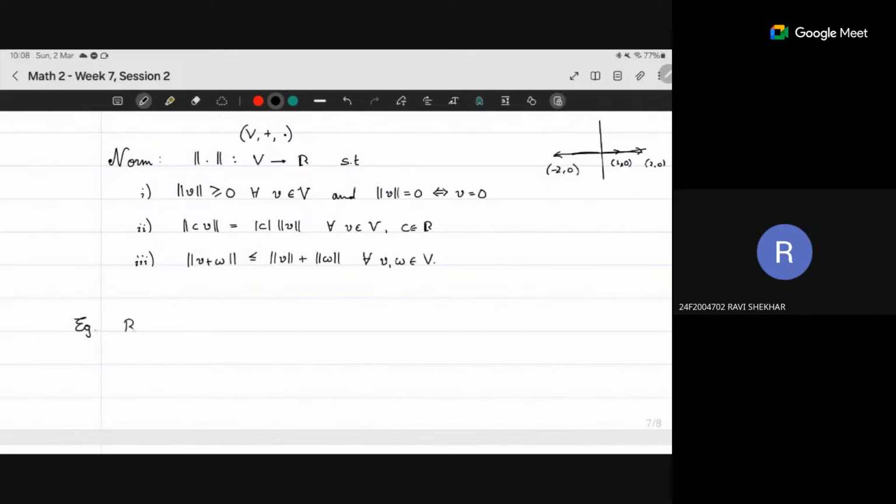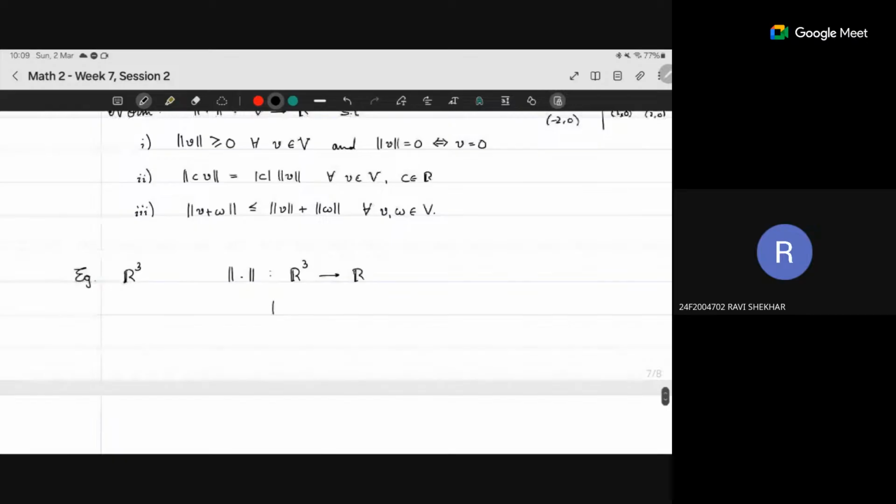Now let's take R3. And on R3, I'll define a function and I'll prove that it's a norm. What is the usual definition of a norm? That would be the square root of x squared plus y squared plus z squared. Instead, I'll take mod x plus mod y plus mod z. So this is how I'm going to define this function.